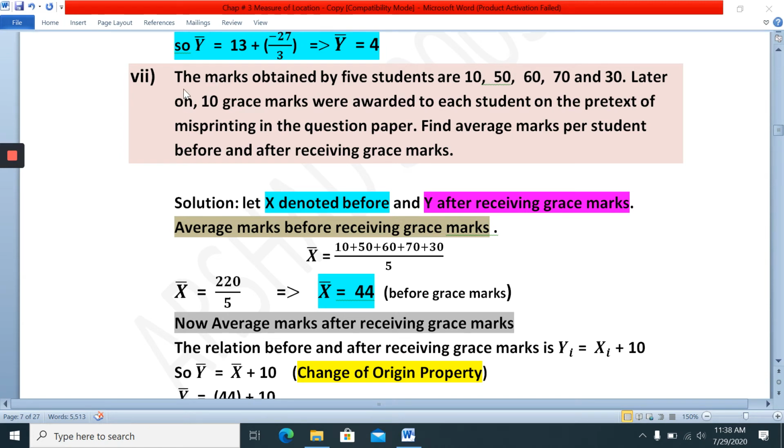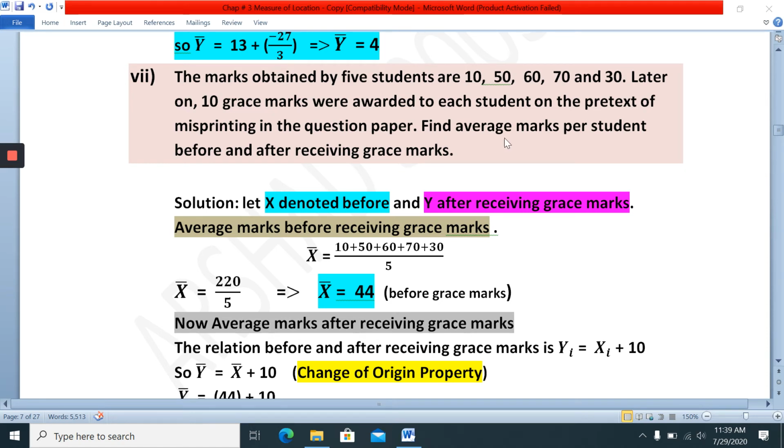The short question: the marks obtained by 5 students are 10, 50, 60, 70 and 30. Later on, 10 grace marks were awarded to each student on the pretext of misprinting in the question paper. There was misprinting in the question paper, and due to that, 10 grace marks are awarded to each student. Find the average marks per student before and after receiving the grace marks.